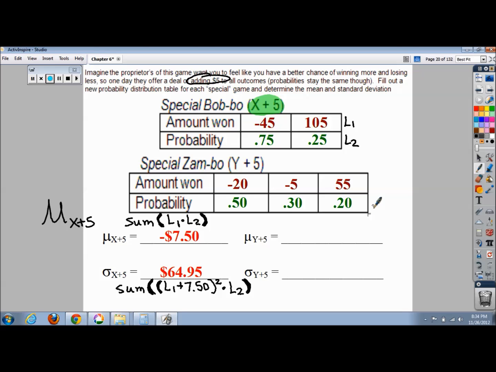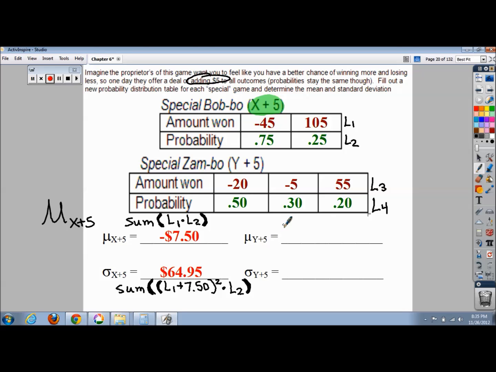So now for Zambo. Now again, notice this isn't just mu of y plus 5. This is mu of y plus 5, where the y and the plus 5 are both in the subscript, like this. So now, if you want, you can either clear out list 1, list 2, or we could say now this is list 3 and this is list 4.